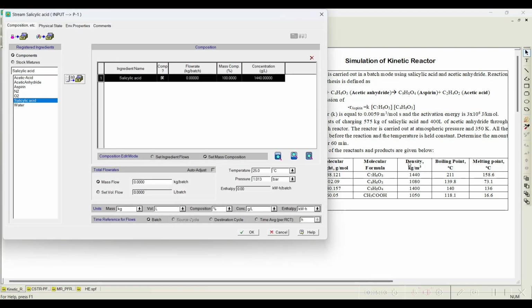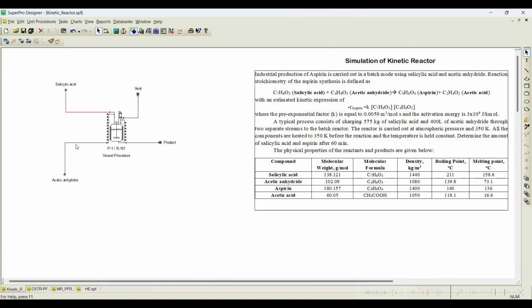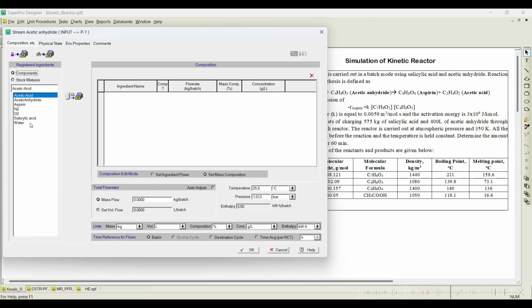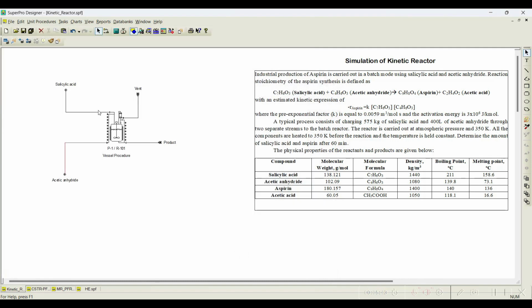For salicylic acid, the problem says 575 kg. I'll go to set ingredients flow, set mass fraction, 575 kg. So it is 100%. Basically 575 kg per batch, and for the rest we go with default properties, that is 25 degrees centigrade and 1.013 bar. Click OK. Now I'll charge the acetic anhydride stream, which is 400 liters per batch. When you click, it is 100%, no other component, so 100% acetic anhydride. Click OK. We have initiated both the streams.